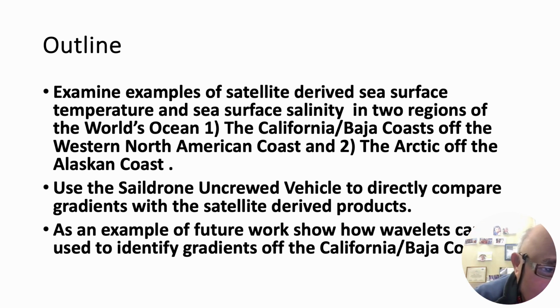So just a brief outline, we're going to examine again the examples of satellite-derived sea surface temperature and sea surface salinity in two regions of the world's oceans, the California/Baja coast off the western North American coast, and also the Arctic, off the Alaskan coast. Again, the number two is just kind of very preliminary right now as that's ongoing research, but I think it provides really nice motivation for future research in that area.